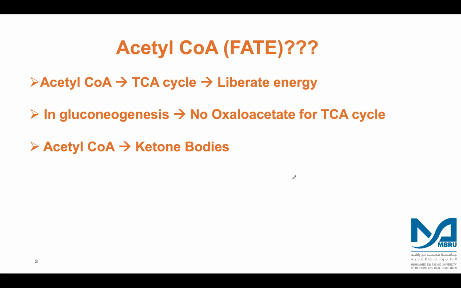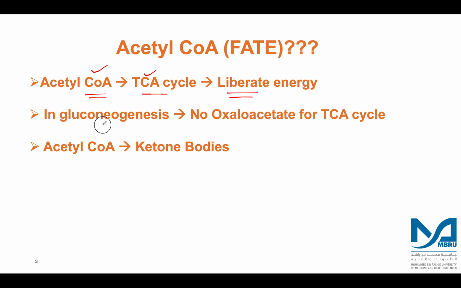Now, under normal conditions, the acetyl coenzyme A that is produced from beta oxidation goes into the TCA cycle, and through the TCA cycle, in combination with the electron transport chain, this acetyl coenzyme A is able to produce ATP. In order for acetyl coenzyme A to go into the TCA cycle, the metabolite that is required, and I believe by now you all know that particular metabolite, is oxaloacetate.